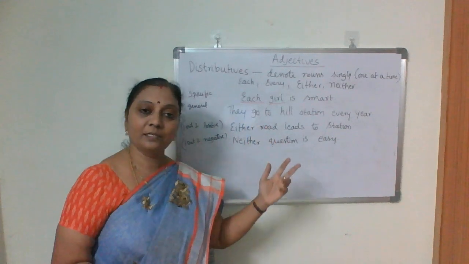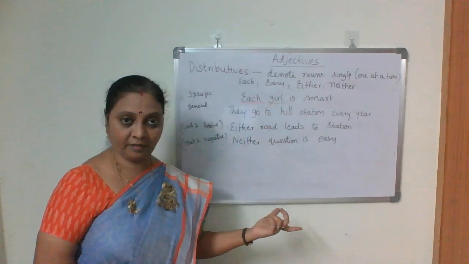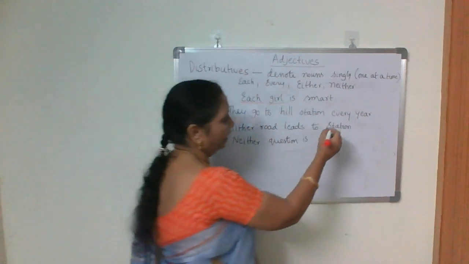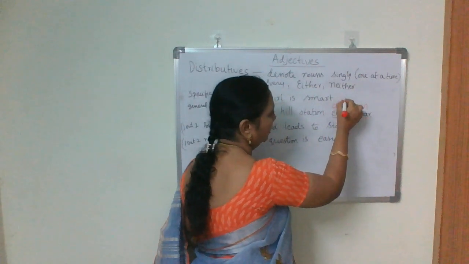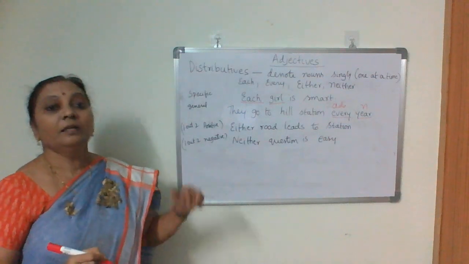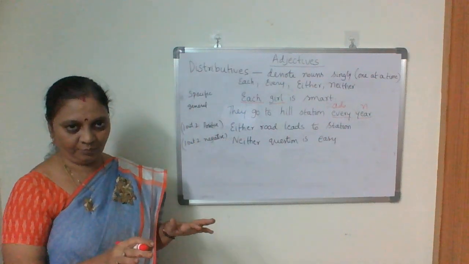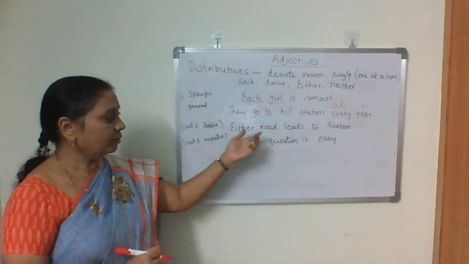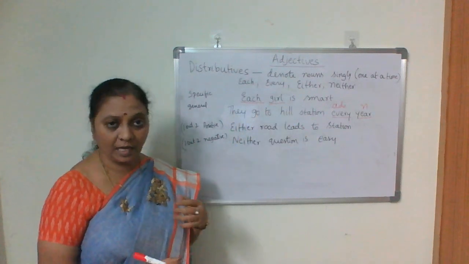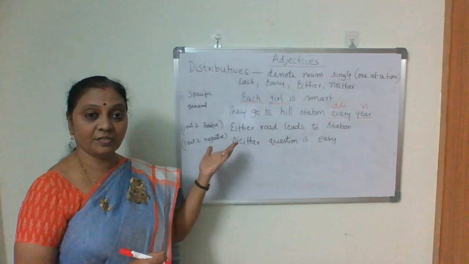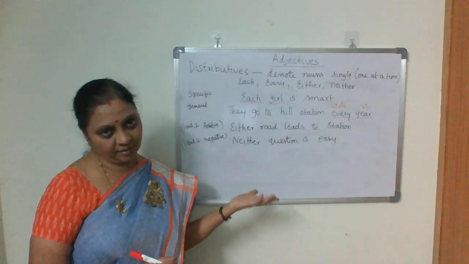They go to hill station every year. Year is a noun and every becomes an adjective. Noun and adjective. Which adjective? Every, a distributive adjective. Okay, they go to school every day. He watches TV every day. That is also correct.